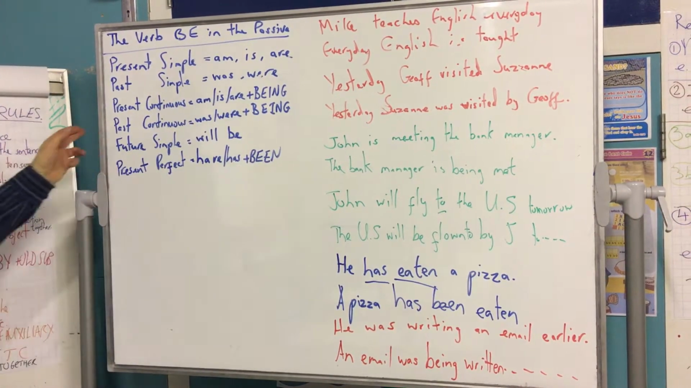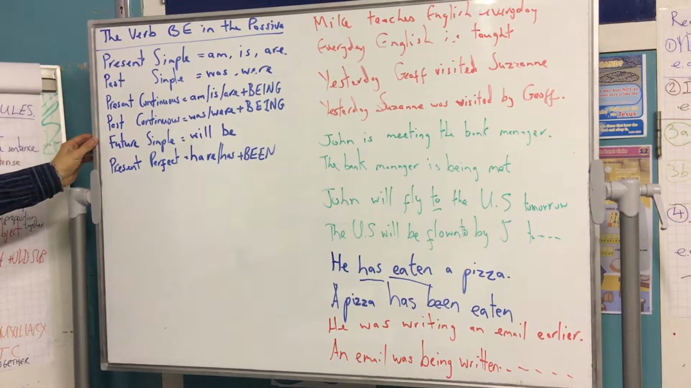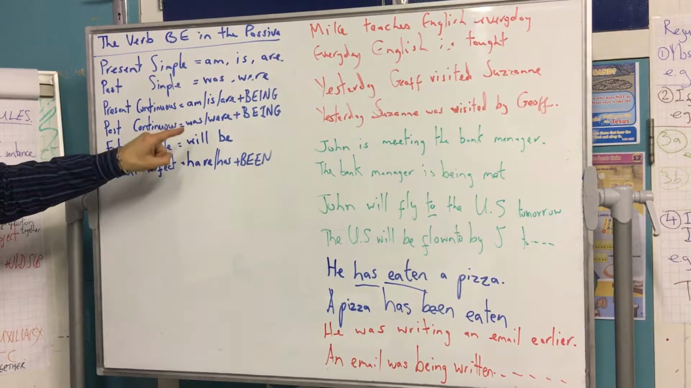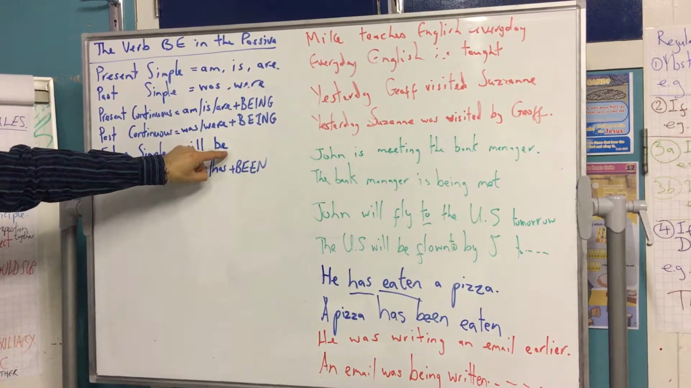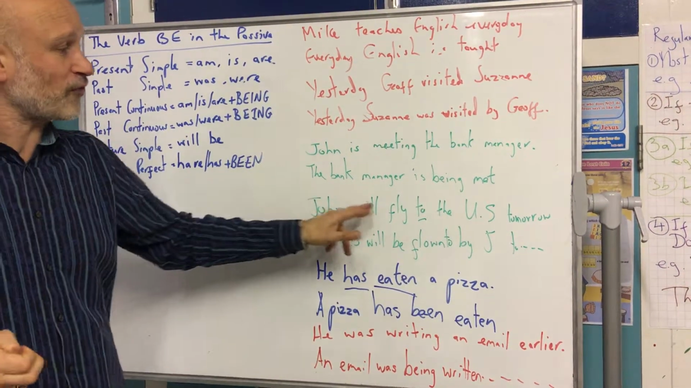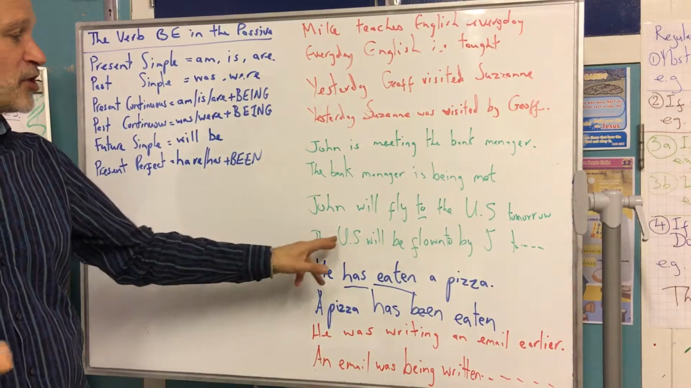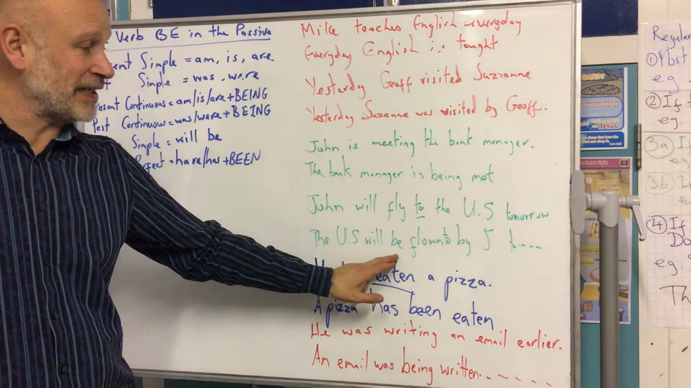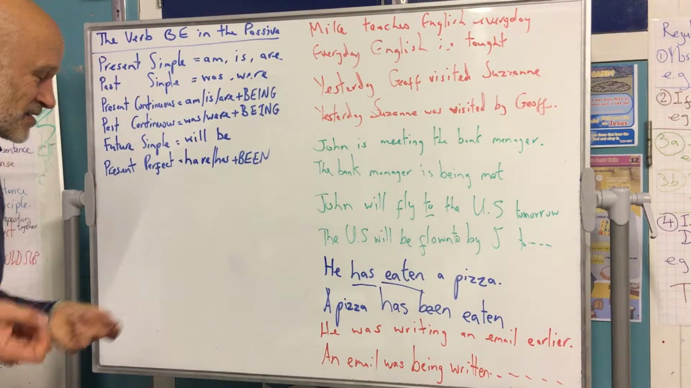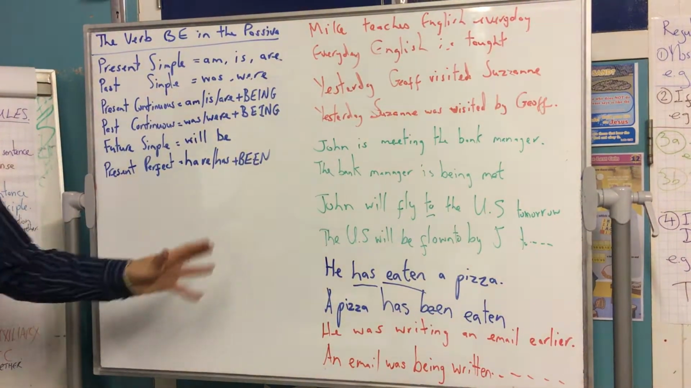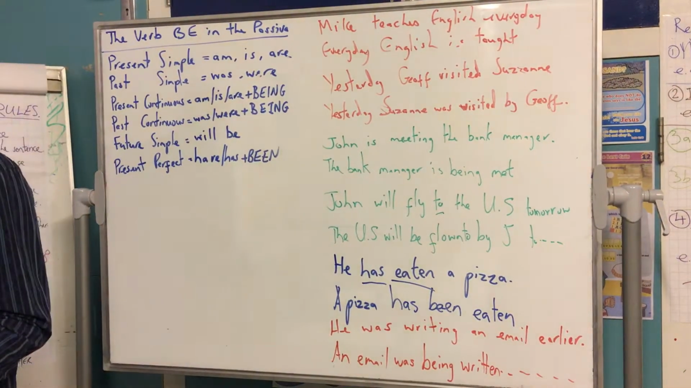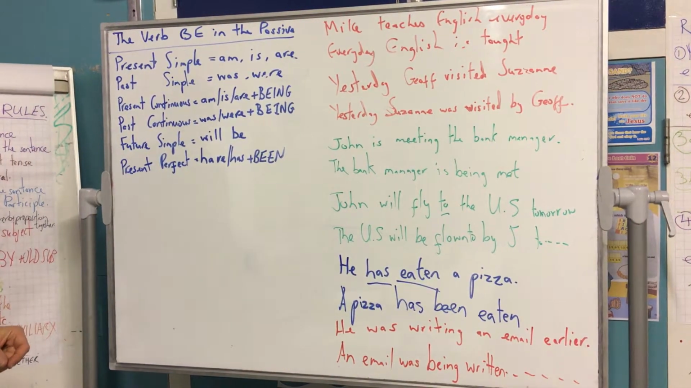Here, we've got future simple. Now, we're not learning that this term, we'll do it next term. But with the future simple, you always say will be. We always use the infinitive of the verb to be after will. So, John will fly to the US tomorrow. The US will be flown to by John tomorrow. I know it's a bit of a weird sentence, it's all I can think of. But basically, if you just follow the rules, it doesn't matter if my sentence is a bit silly, as long as you follow the rules.